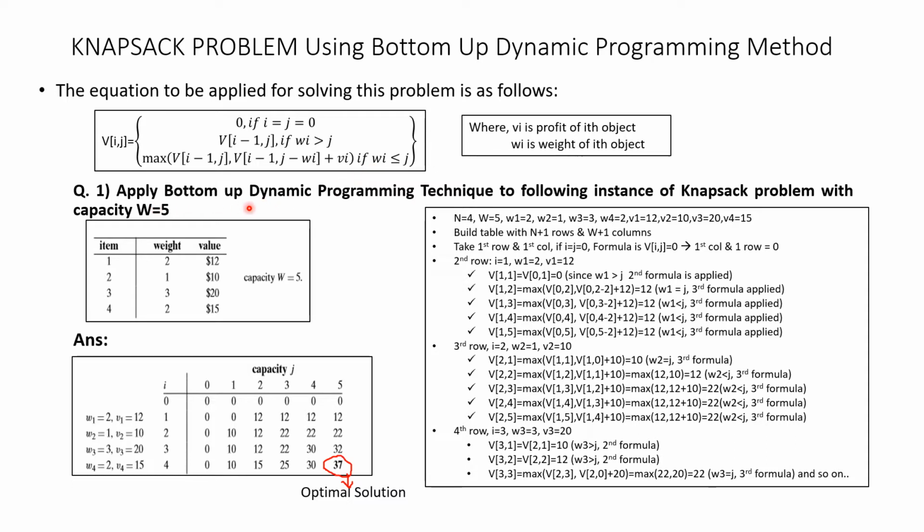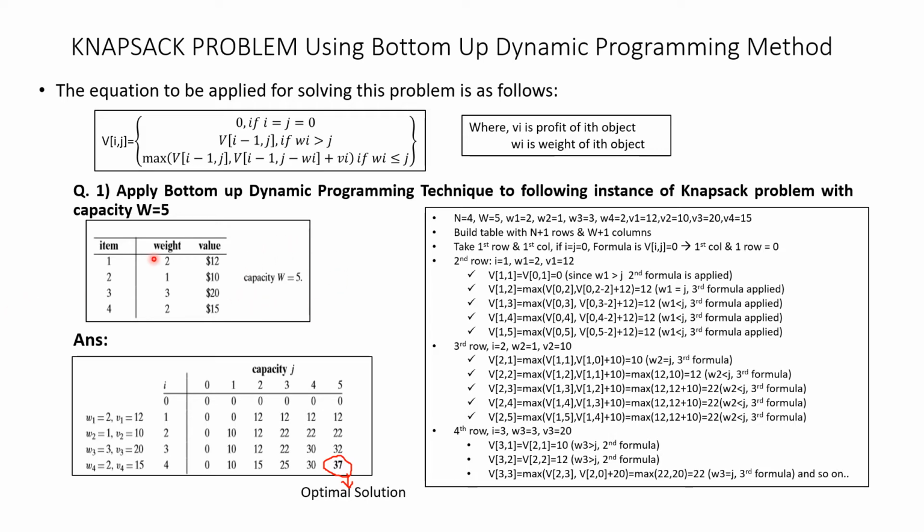Now I'll directly consider the problem so that you can understand how this method works. Apply the bottom-up dynamic programming technique to the following instance of the knapsack problem with capacity W equal to 5. This is the problem that is given here. Please observe this table. There are 4 items. The first item has weight 2, the second item has weight 1, the third item has weight 3, the fourth item has weight 2, and the related profits are 12, 10, 20, 15, and the capacity is 5. Now we have to find a solution such that these objects can be put into the bag so that the profit is maximized and the capacity 5 is not exceeded.